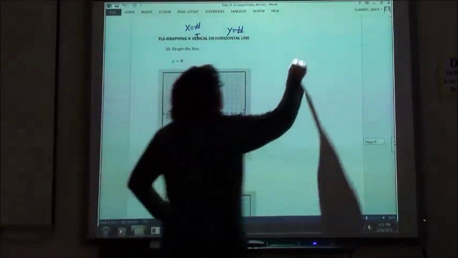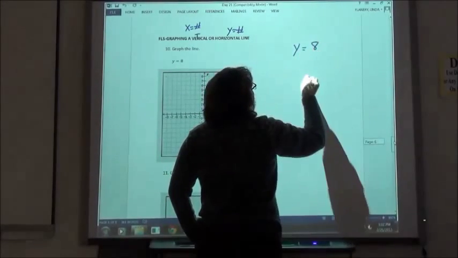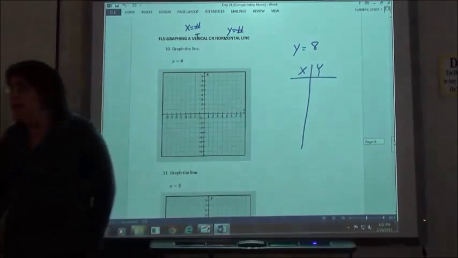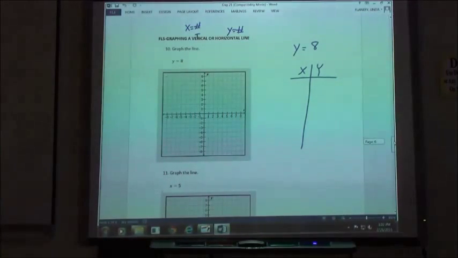So this tells me to graph the line y equals 8. What that's telling me is if I were to write a whole bunch of ordered pairs, every one of the y values in my ordered pairs would have to always be 8.